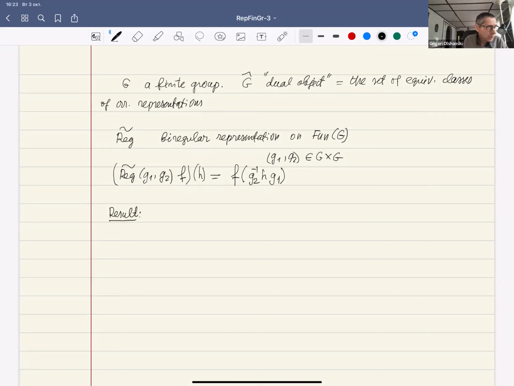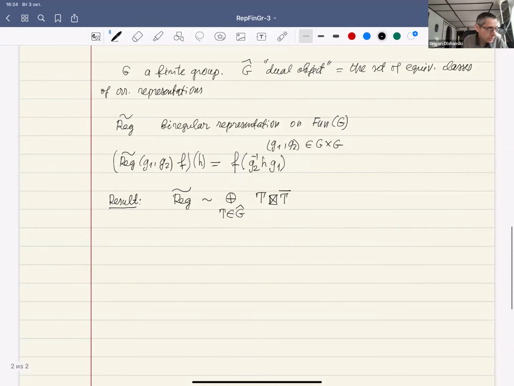fundamental result, which says that this representation is equivalent to the direct sum over irreducibles of representations of a double group, exterior tensor products, T and T bar, which means the dual representation.